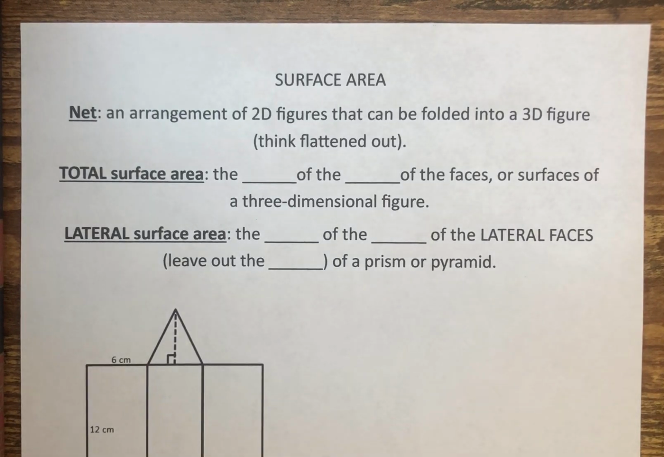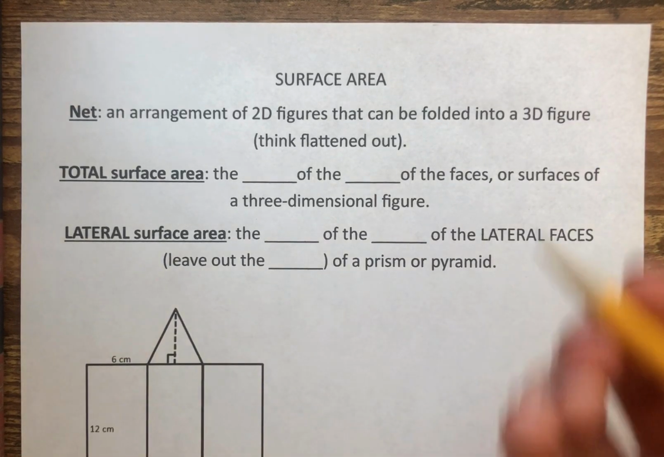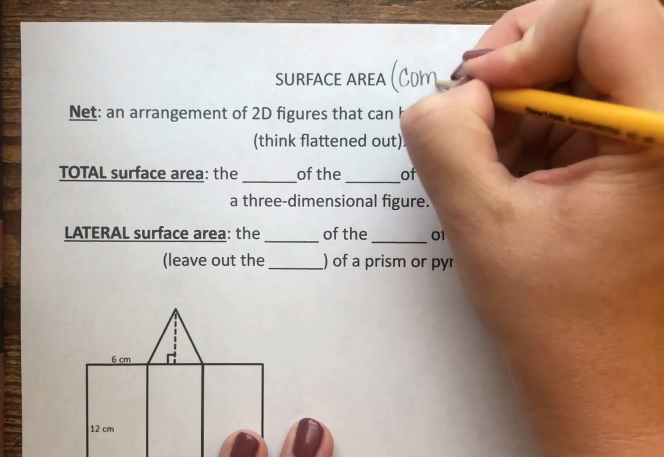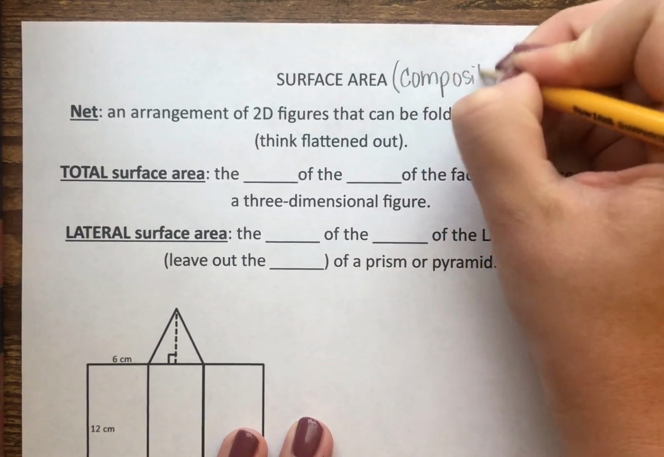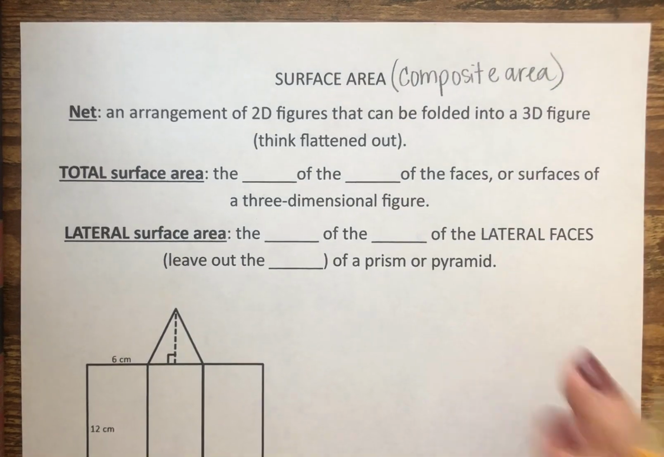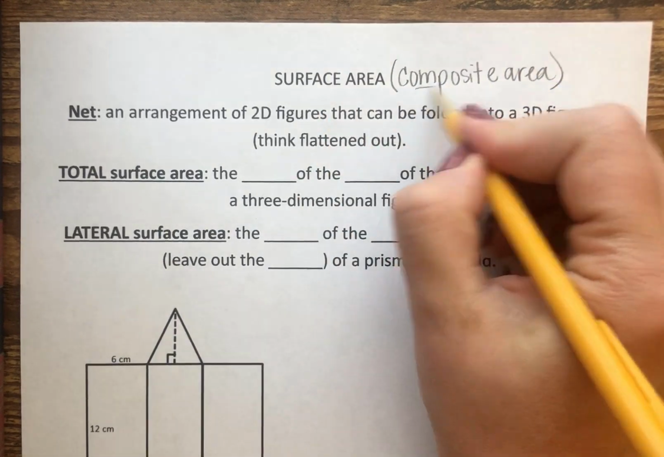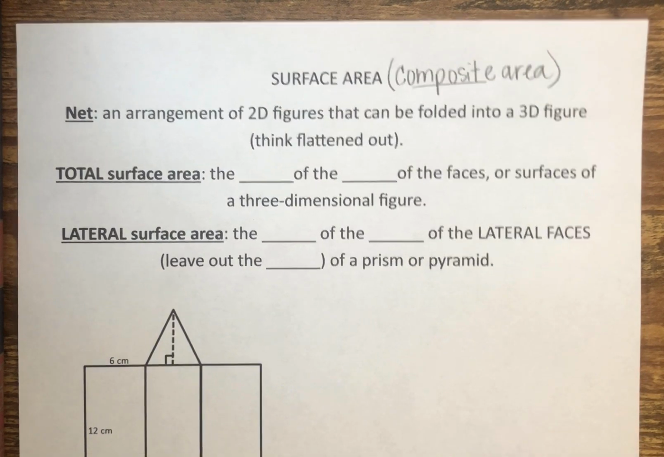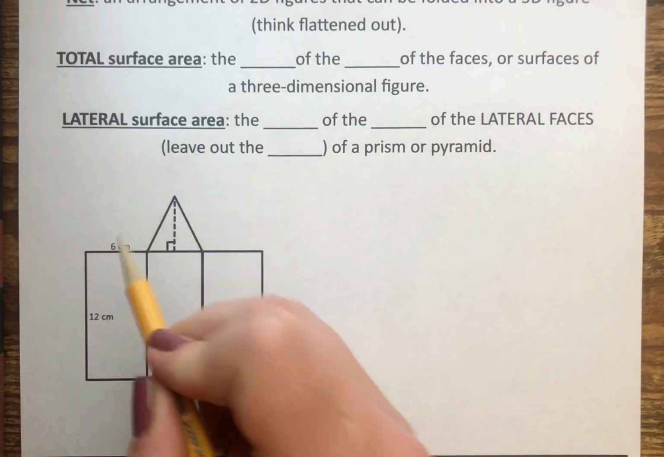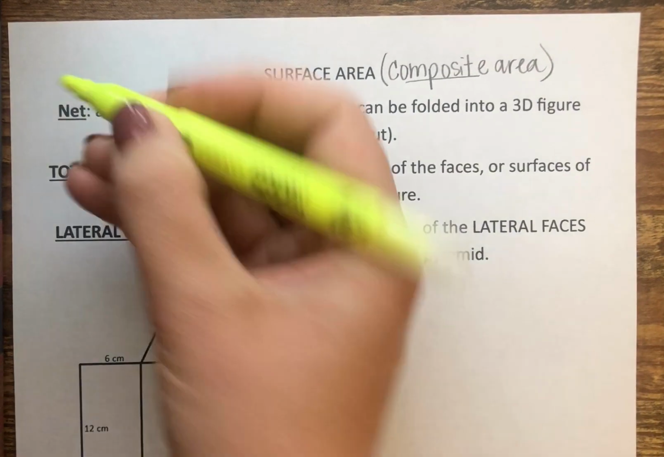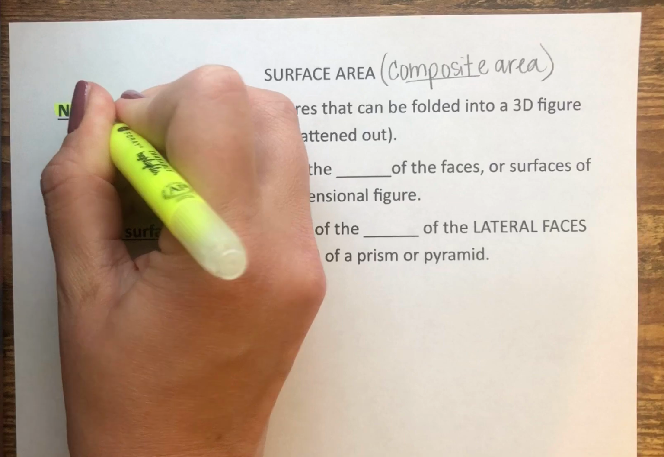All right, so today's video is going to cover surface area. The only thing that I want you to think about when we're talking about surface area is that we've actually covered composite area already this year, okay? So when we're talking about surface area, it really is just finding the area of a composite figure. So you're gonna see some things that look like composite figures. You can probably see one right here. The only difference is that these composite figures fold up into a 3D figure.